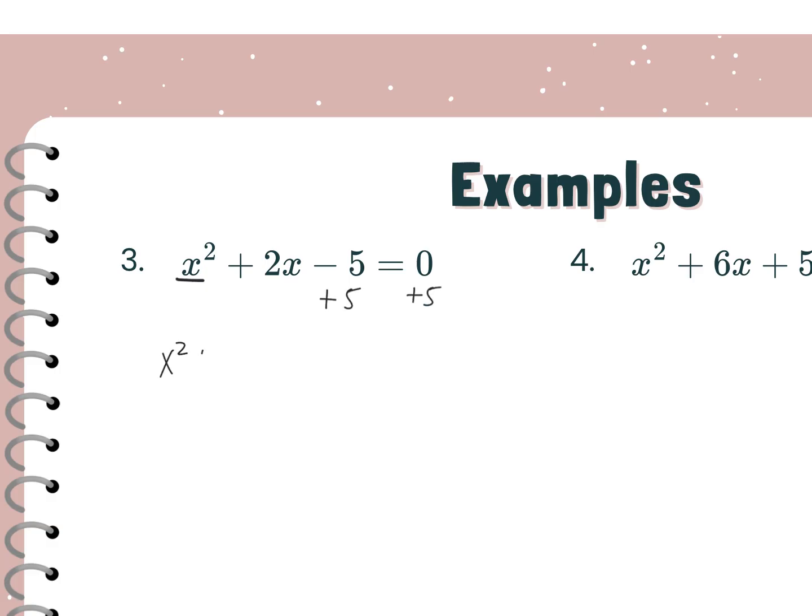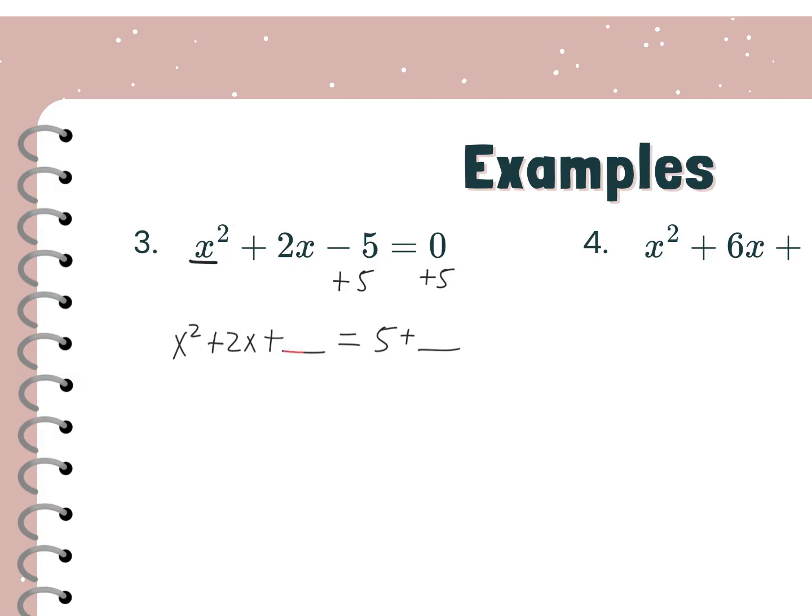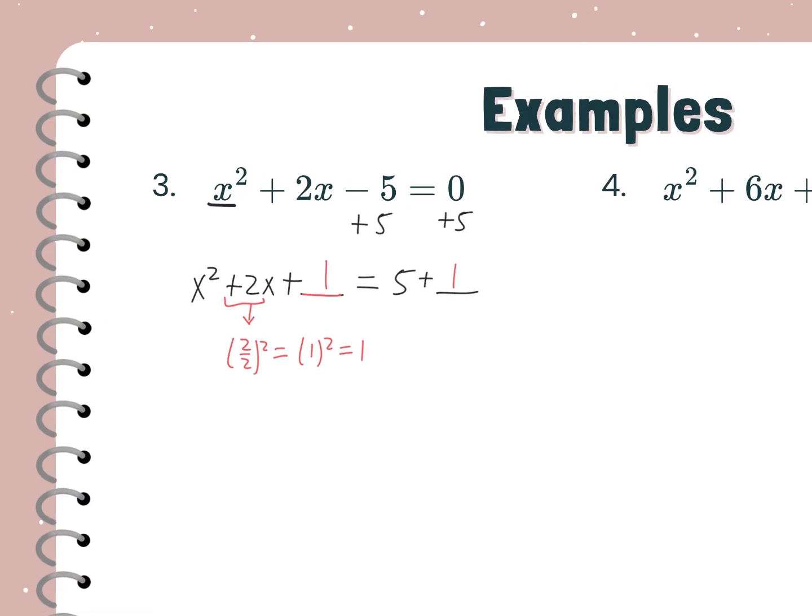And so I get an x squared plus 2x plus a blank equals 0 plus 5 is 5 plus a little blank, all right? And then what's going to go in this blank is going to be b over 2 squared. My b term is whatever's in front of the x, so it's going to be 2 over 2 squared. 2 over 2 is 1, so it's going to be a 1 squared, which is 1, right? 1 times 1 is 1. And then that's what's going to go in each little blank.